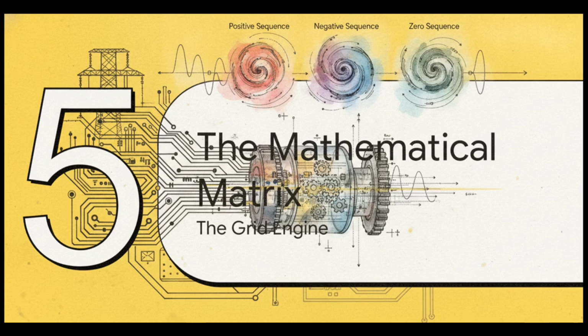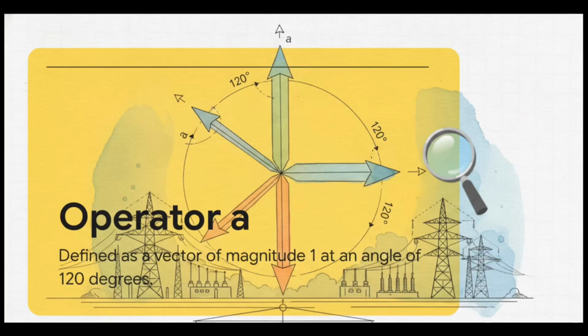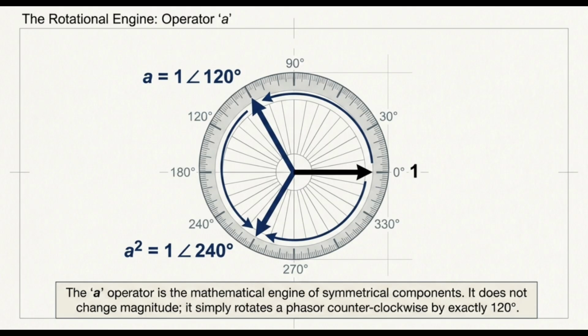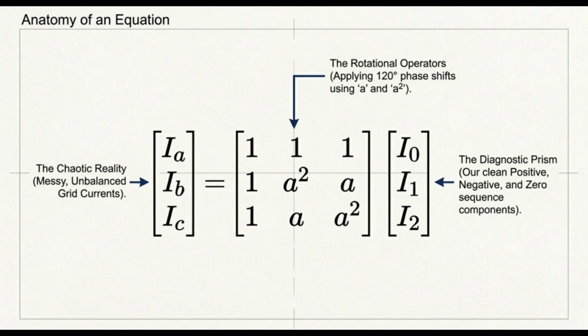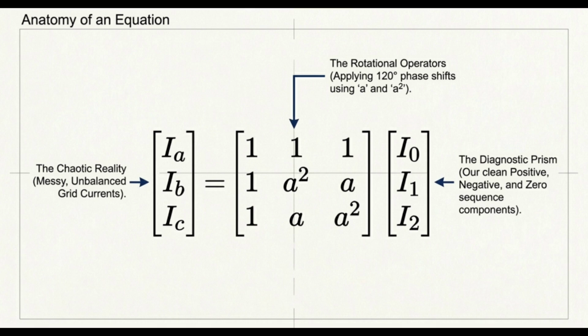Section 5, the mathematical matrix, the grid engine. To actually crunch the math, engineers use this super powerful yet simple tool called operator A. It's defined as a vector with the magnitude of 1, pointing at an angle of exactly 120 degrees. It elegantly represents that absolutely crucial physical spacing of our grid, allowing us to mathematically rotate any current perfectly into its proper place. And this brilliantly illustrates what happens when we plug operator A into a 3x3 matrix. It basically acts as the key to the whole kingdom.